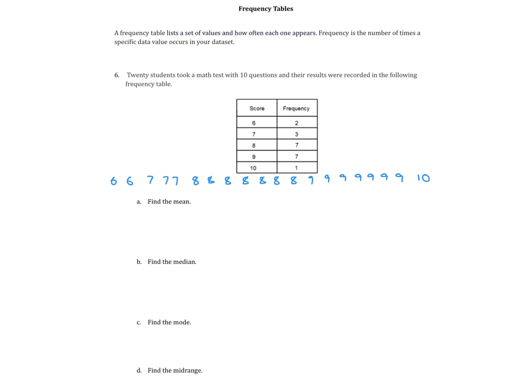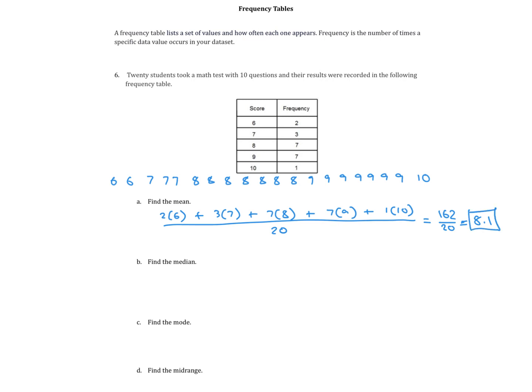But a more efficient way to do that, since I have 2 6s, I can do 2 times 6, and 3 7s, so 3 times 7, and 7 8s, so 7 times 8. I have 7 9s, and I have 1 10. And so I can multiply and add and then divide by 20 because there were 20 students who took that test. I compute the top first and I get 162. Then I divide that by 20 and we get 8.1 for our mean.